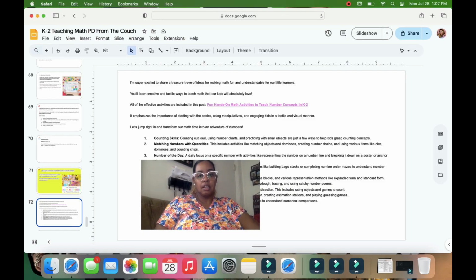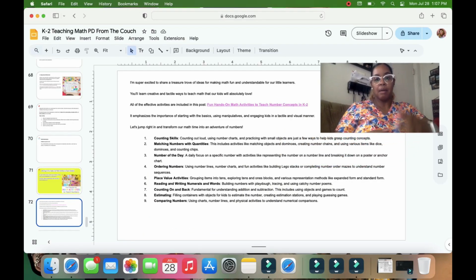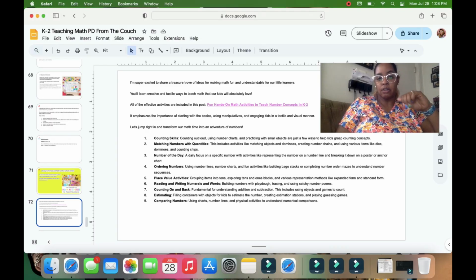So the treasure trove of ideas for making math fun and understandable for little learners is to emphasize the importance of starting with the basics, using math manipulatives, and engaging them in a visual manner. So, some ways that we can do this is to count, matching numbers with quantities, the number of the day, ordering numbers, place value activities, reading and writing numbers in words, and then, of course, counting on and back, estimating and comparing numbers.